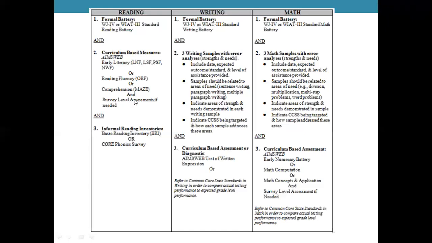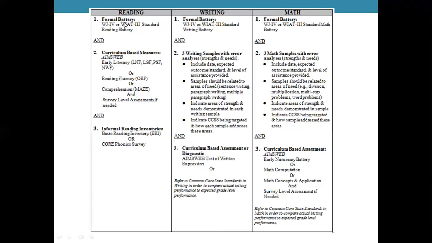So for students who are performing far below grade level, we're going to give them a grade level probe, but then we're also going to go back until we find their actual kind of instructional level, which might be several years below their actual grade level.